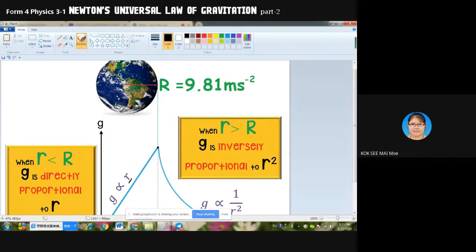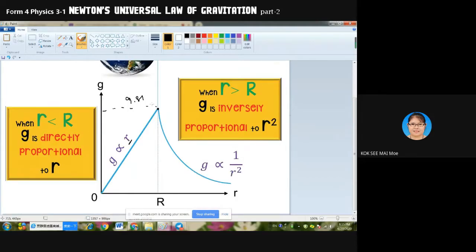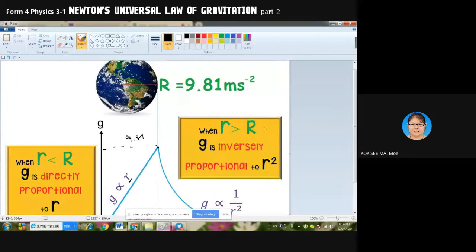So this reading we know, it's 9.81. Until here is the maximum. After the R, it drops. This part is the object already far away, that means out of the surface of our earth. So from here, we find the gravitational acceleration is inversely proportional to R squared. This means when you're far away, the gravitational acceleration becomes less and less.